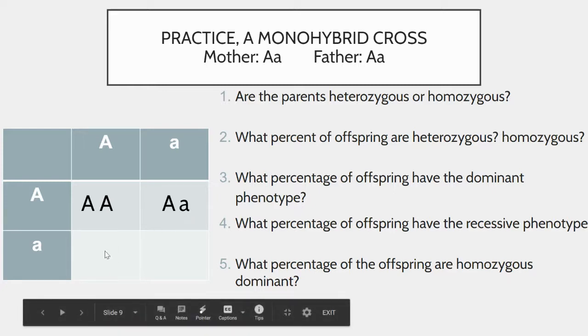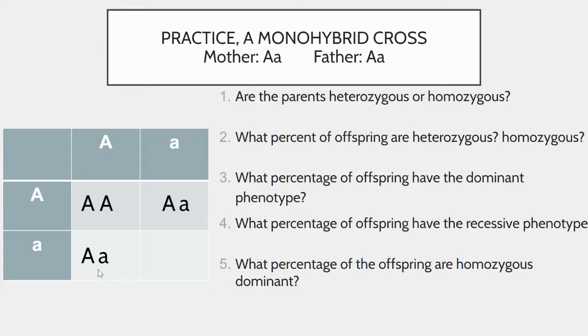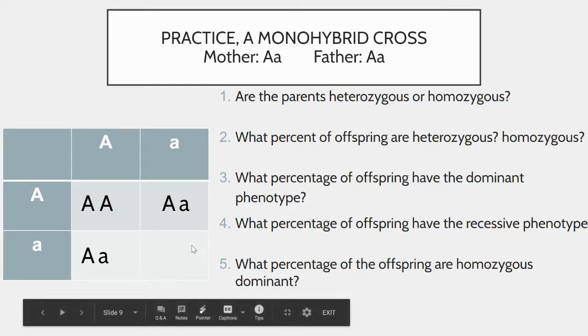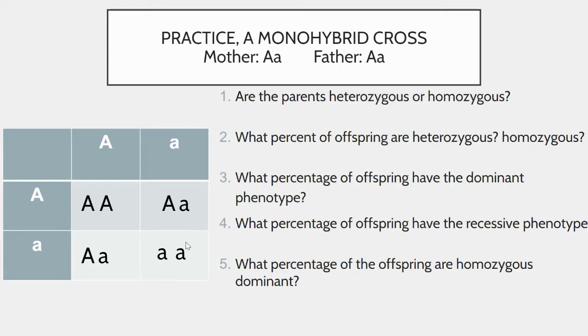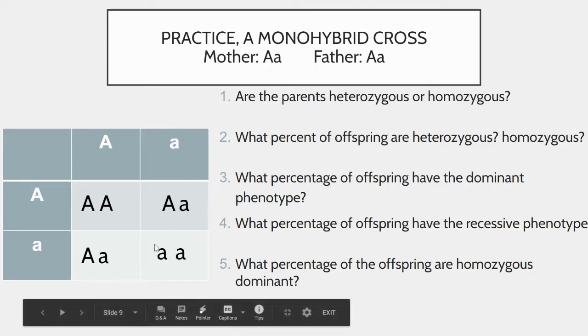Down here, we have a big A from mom and a little a from dad. This individual would be heterozygous, and that would be a dominant phenotype. And then finally, in our last little square, we get a little a from mom and a little a from dad. It's little a, little a, it's homozygous because they're the same, but it is homozygous recessive. So this one is homozygous recessive and this one is homozygous dominant.